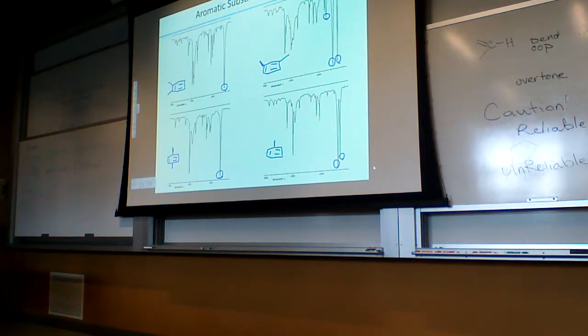And it depends on where they are. So we have a 700, about an 800, and a 900 in this one. Here we have a little bit below 700, a little bit above. This one's right at 800, and then we have one closer to 700 in the ortho substituted. And again, you can use your book to correspond to these substitution patterns. The overtones of these are shown in this 2000 to 1600 range here.